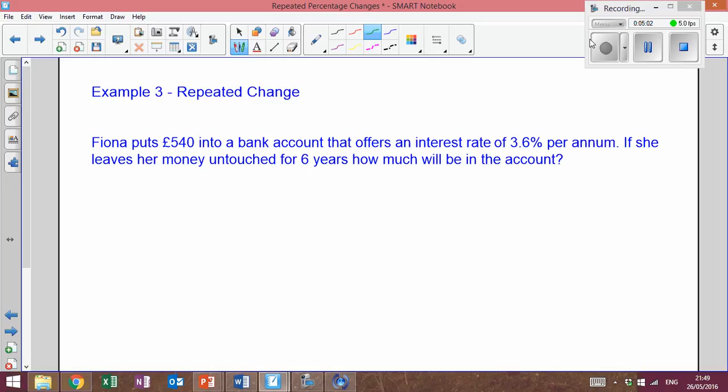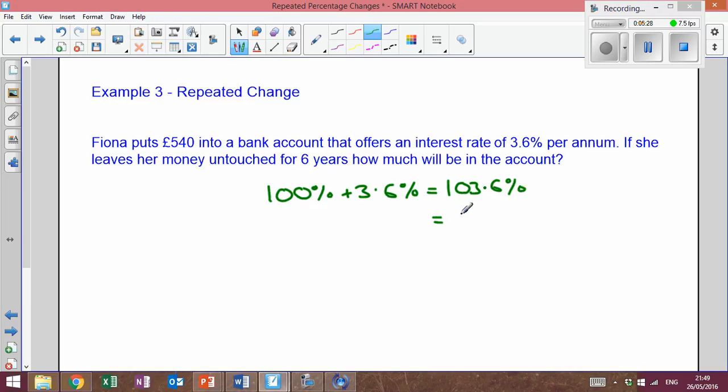Okay, so now you've done that. If you want to put 540 into a bank account, it offers an interest rate of 3.6% per annum and leaves our money untouched for 6 years. How much will be in the account? Okay, so firstly, again, I'll write this down, but you'll very quickly get to the point where you don't need to. 100 add 3.6 will give you 103.6%.